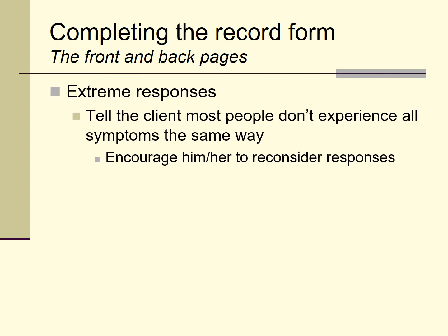And according to the test manual, you are allowed to say to the client, the test taker, the participant, that most people don't experience all symptoms the same way, and you are allowed to encourage him or her to reconsider his or her responses. So this is tricky, right? You don't want to be pushy about it, like, hey, I noticed that you circled all 0s. That's unusual. You should probably change that. Or, gosh, don't you think you really mean that you should have circled 1 for this item or 2 for that item? That wouldn't be good, of course.